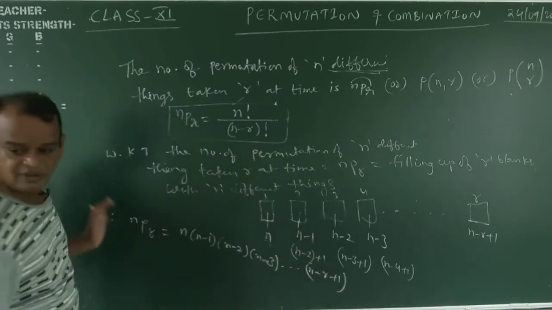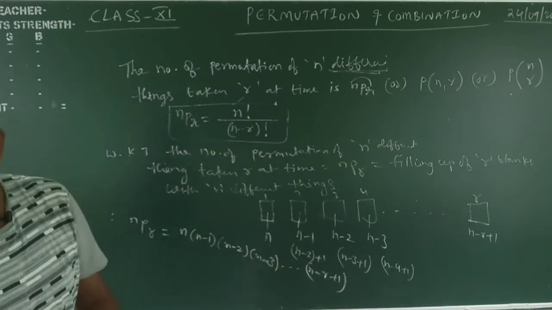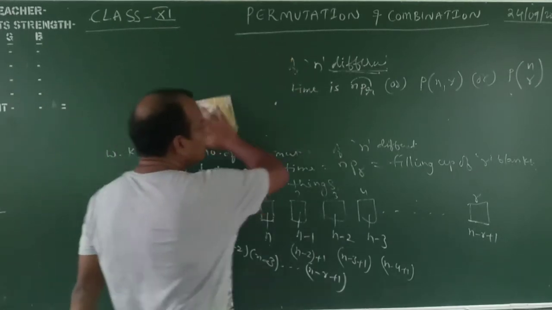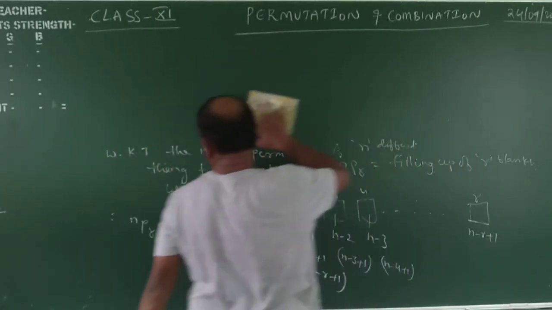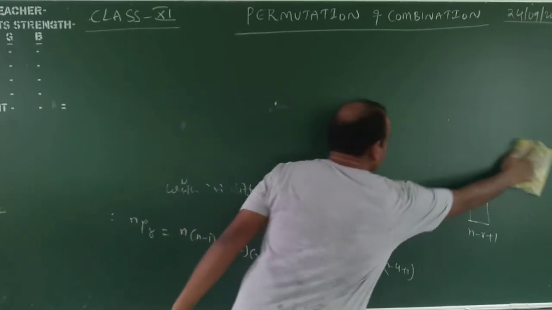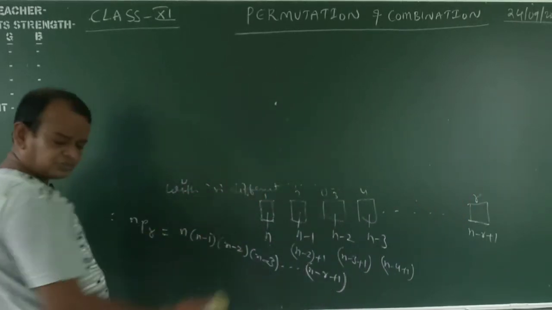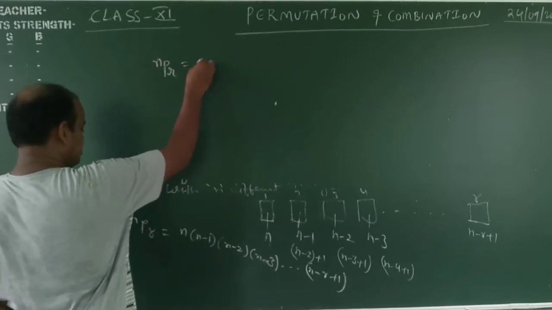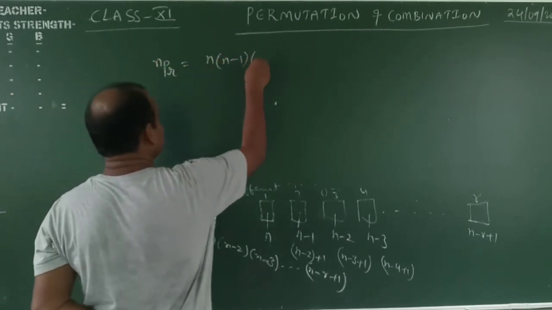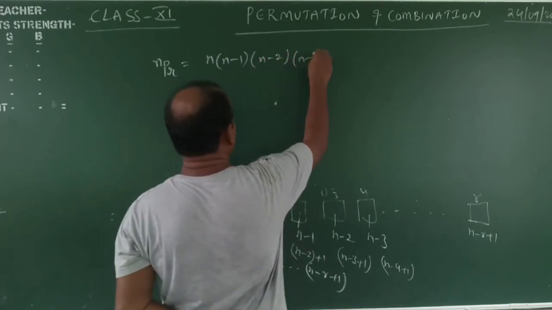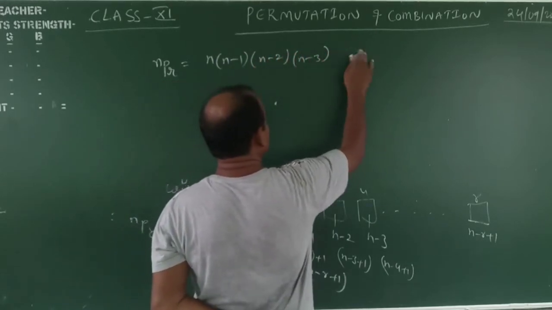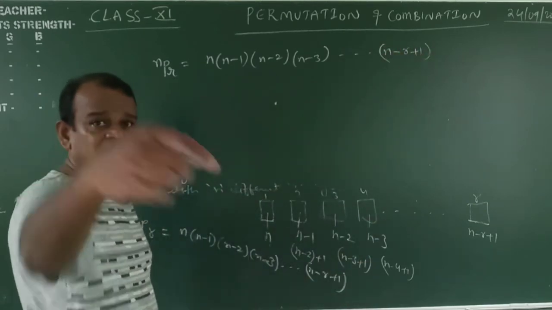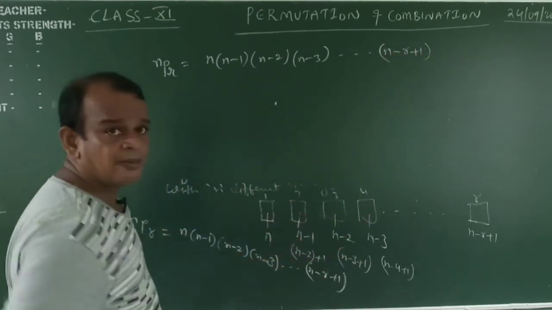Listen carefully, very important one. What is the formula of NPR? Here clearly coming, NPR is equal to N into N minus 1, N minus 2, N minus 3, and so on. NPR is equal to, my dear students, N into N minus 1, N minus 2, N minus 3, and so on, N minus R plus 1. Say yes or no? Yes. Filling up of R blanks is over.